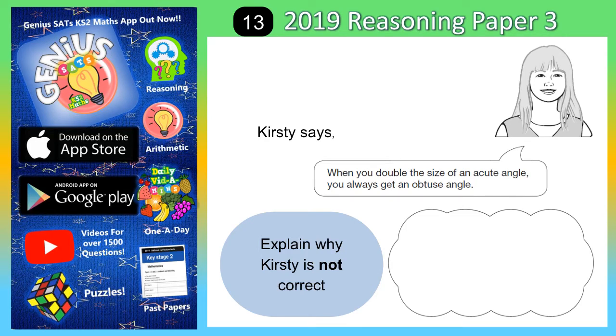Kirsty says that when you double the size of an acute angle, you always get an obtuse angle. And we need to explain why Kirsty is not correct.